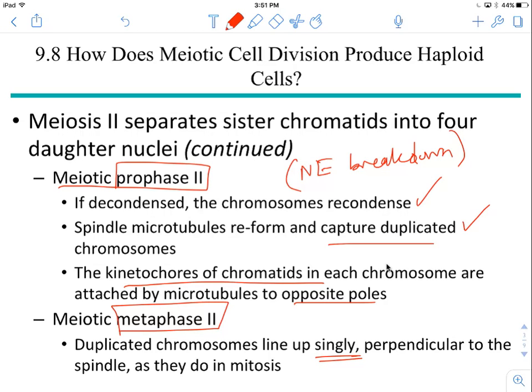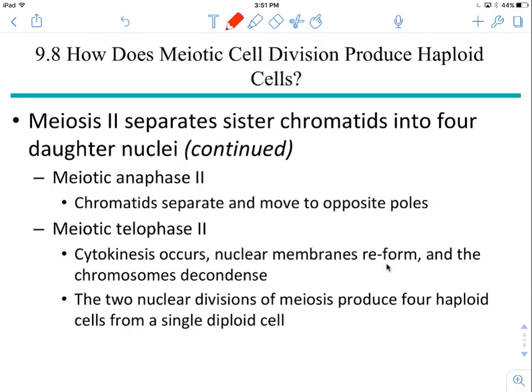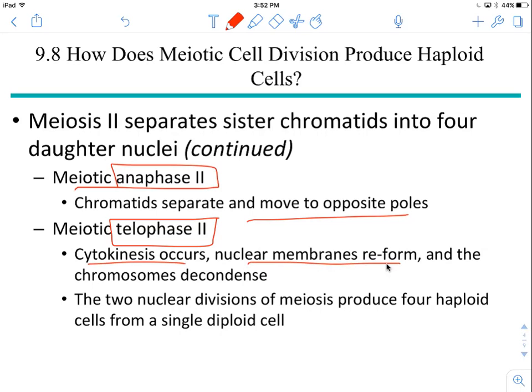Meiotic metaphase 2, the duplicated chromosomes line up all by themselves, perpendicular to the spindle, just as they do in mitosis, and you get a nice metaphase plate. In anaphase 2, we're going to see a picture in a minute. The chromatids release each other at the centromere, they separate, and they move to opposite poles. And then telophase 2, normal telophase stuff, you get cytokinesis, the nuclear membranes reform, and the chromosomes decondense.